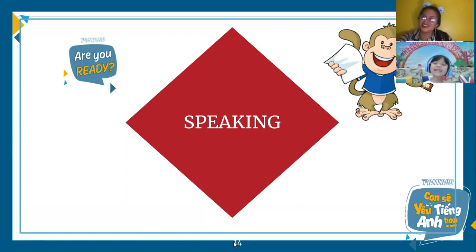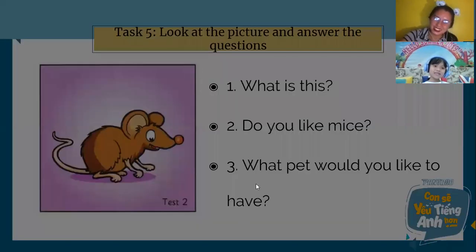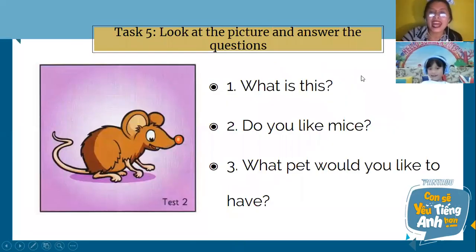Okay, so there you are. Look at the picture and answer the questions in a complete sentence. Okay? Yes. Okay, what is this? Can you see it? I see. What is this? Teacher, I answer. In a complete sentence. This is a mouse. Okay. Do you like mice? Oh. No, I don't like.